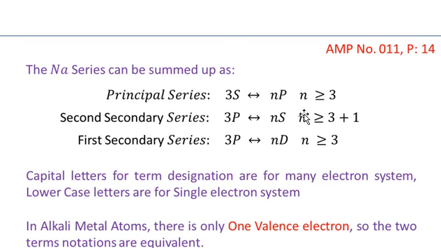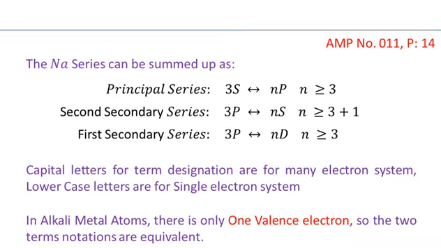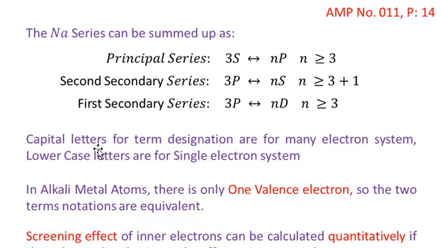So I have given a detailed description of these series, and here I have summarized them. Capital letters for term designation are for many-electron systems, lowercase letters for single-electron systems. In alkali metal atoms, there is only one valence electron, so the two term notations are equivalent.